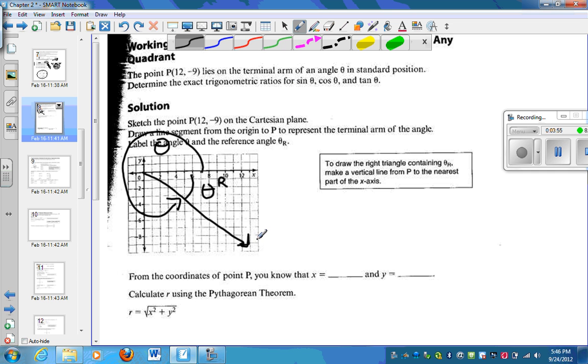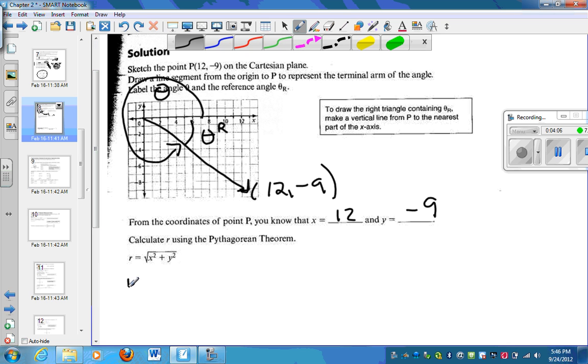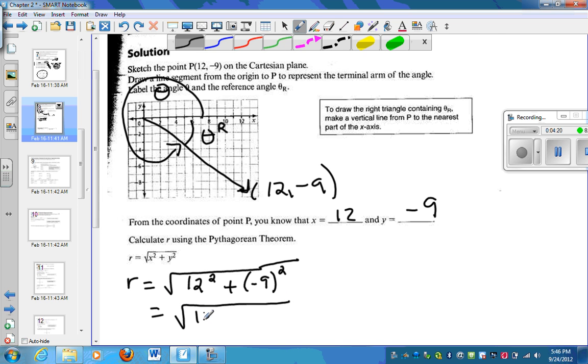Well, from this point, 12, negative 9, we know that x is 12 and y is negative 9. So we can calculate r, because r is equal to the square root of x squared plus y squared. Well, we have 12 squared plus negative 9 squared. Brackets are going to be important here. So this is equal to the square root of 144 plus 81.